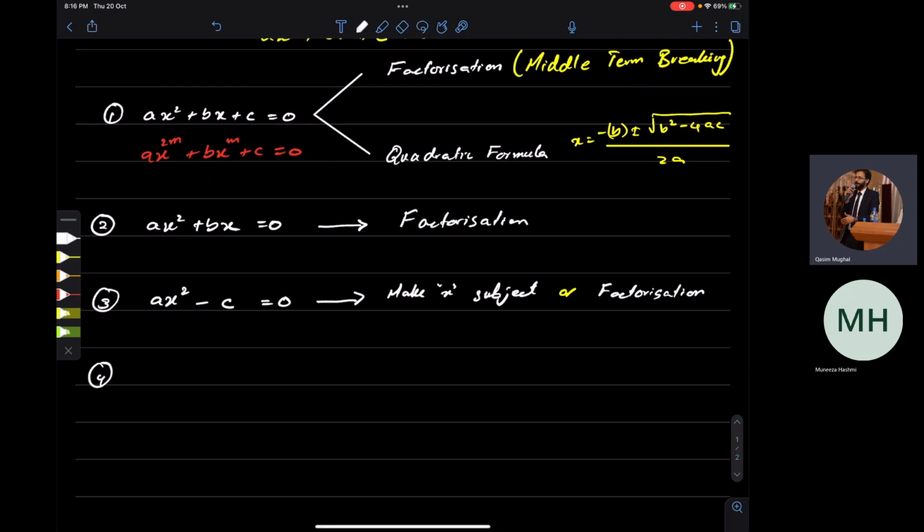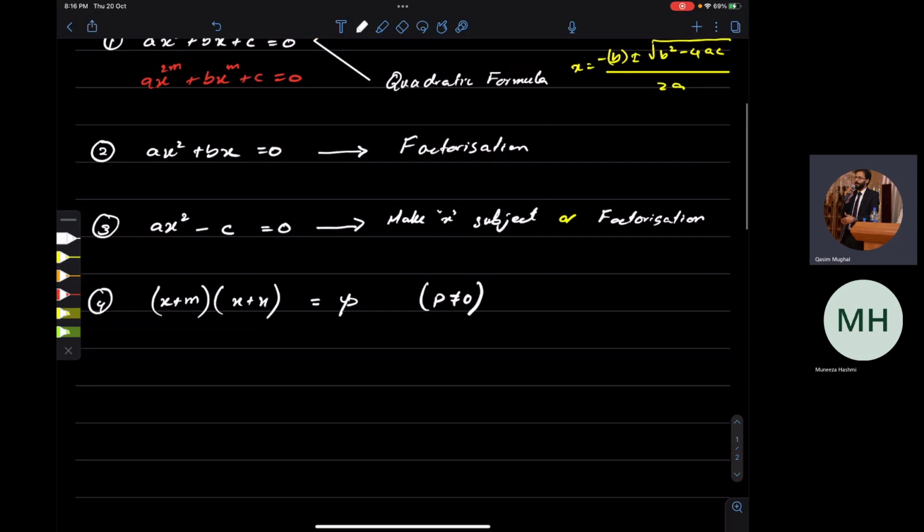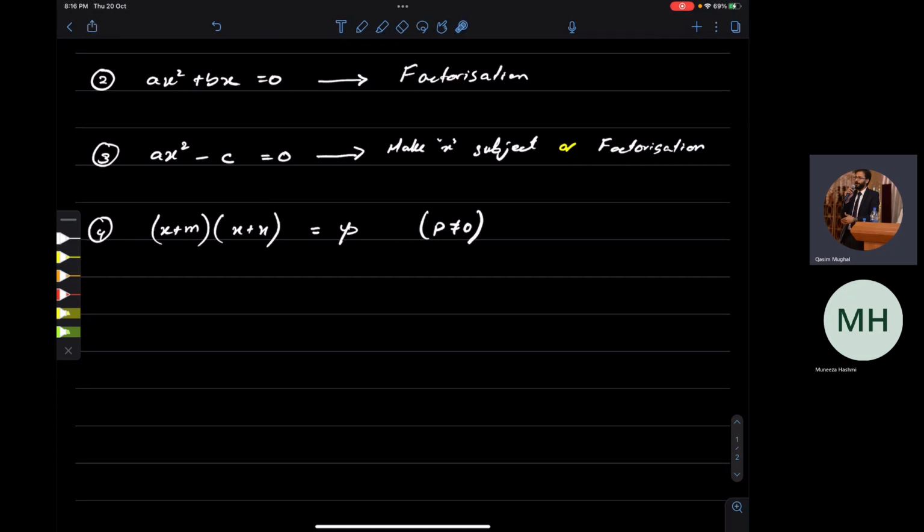Another possibility is that you have factors and those factors are equal to some kind of number, for example p, which is not 0. P can be any number but not 0. Now this is clearly a quadratic, so x times x is going to give you x squared.